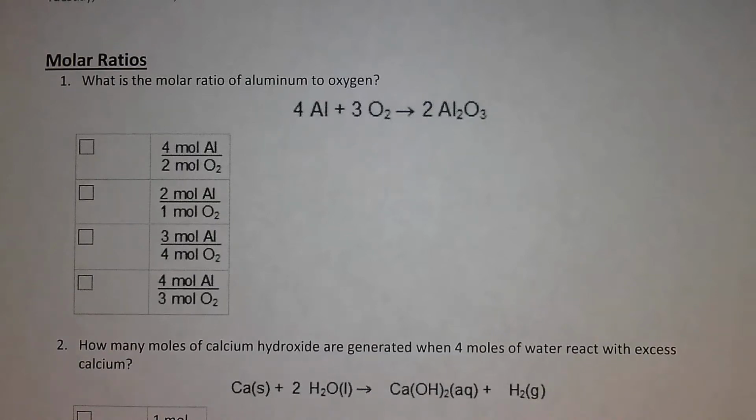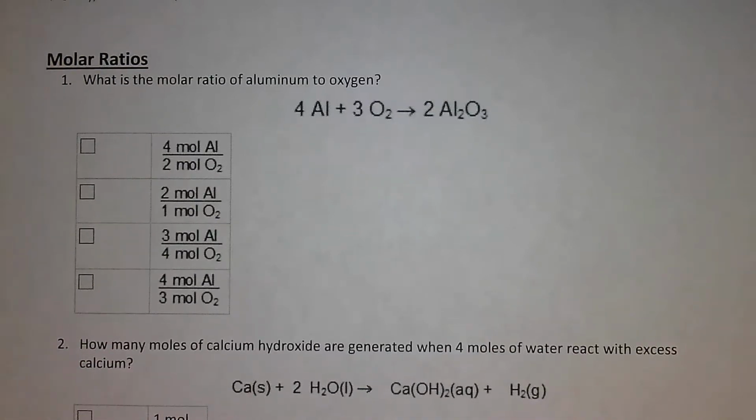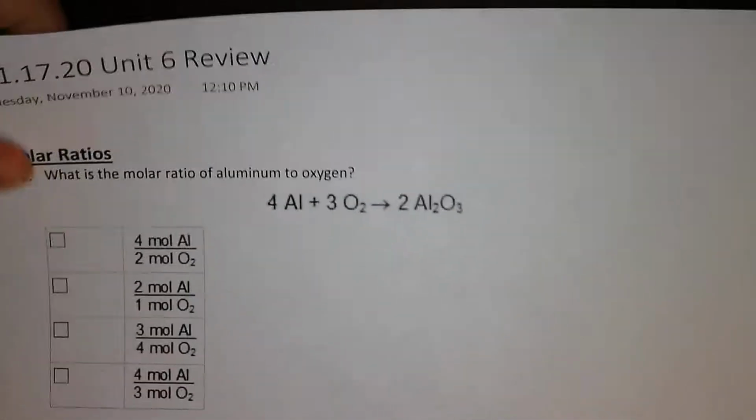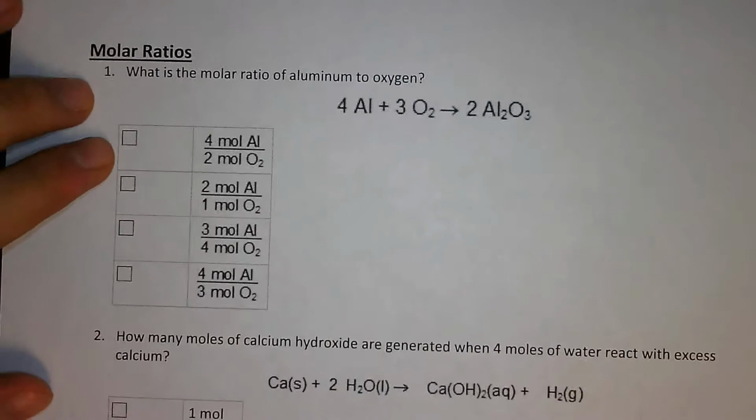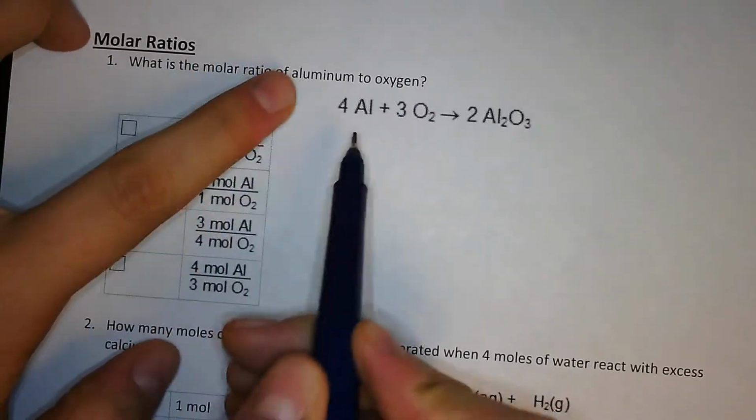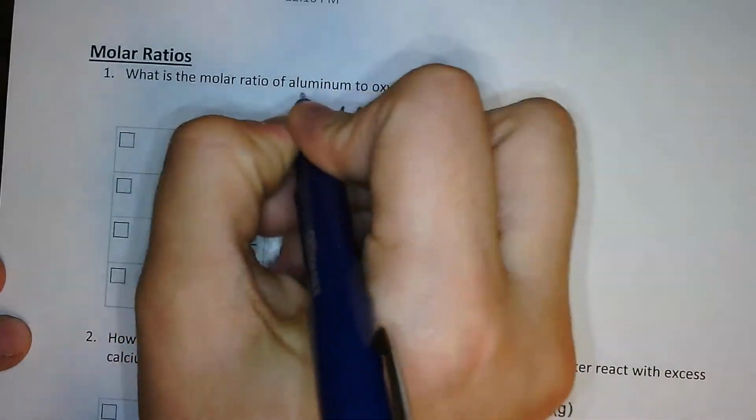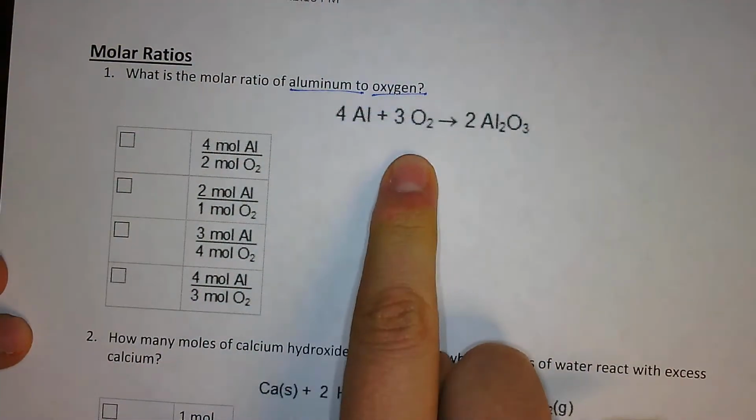All right, so there's going to be about 4 problems over molar ratios on your exam. So I have 4 problems on your molar ratio practice. First one, what is the molar ratio of aluminum to oxygen? Aluminum to oxygen. They gave me an equation.